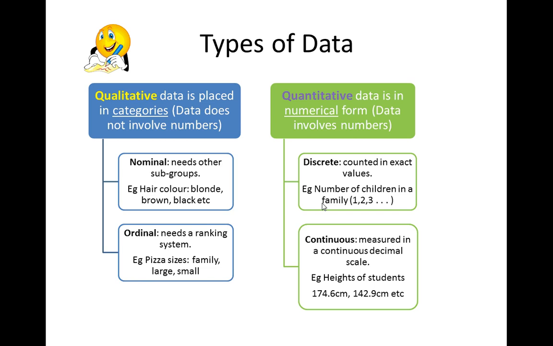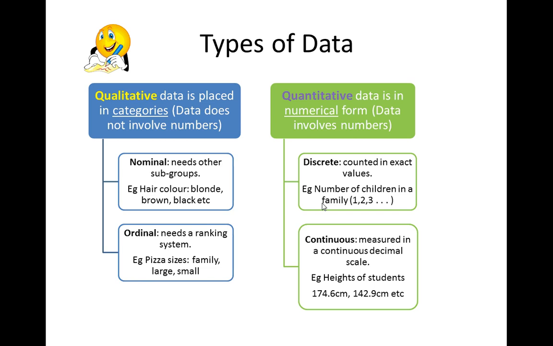Now, not only do we have qualitative data, but within that we have 2 other categories, nominal and ordinal. Nominal, the first word there, means that we're going to need some other subgroups or other groups that break that particular heading up into. So for example, if we're looking at hair colour, we'd be thinking about whether it's blonde, brown, black, green, blue, purple, for example, and we'll be writing that particular word down.